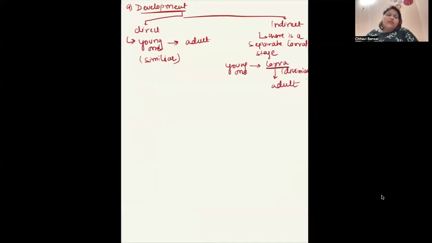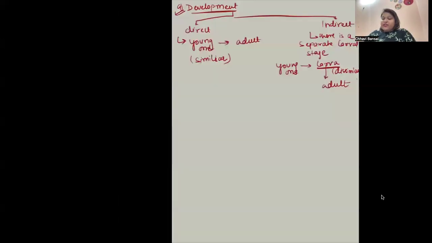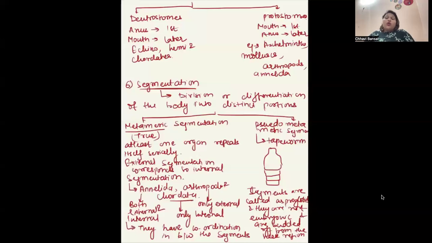There can be multiple larval stages also. There can be single larval stages also. It depends upon the phylum to phylum and organism to organism. Okay, so this is our last basis of classification called as development. So these are the 9 bases of classification. On them we classified the phylums into 11 phylums in animal kingdom.